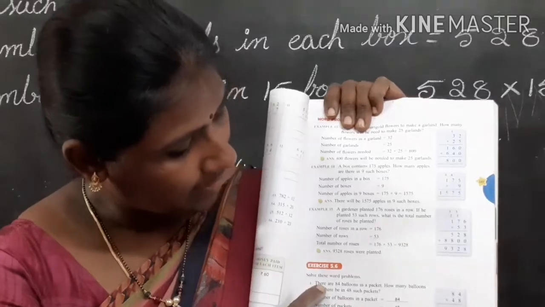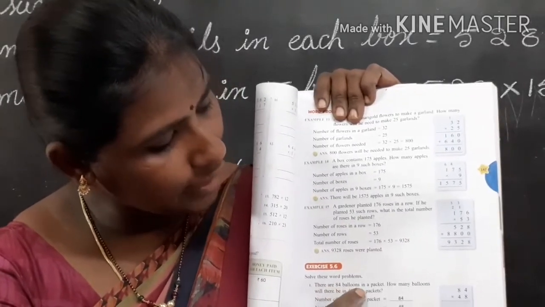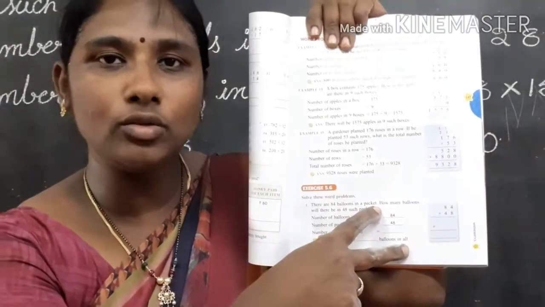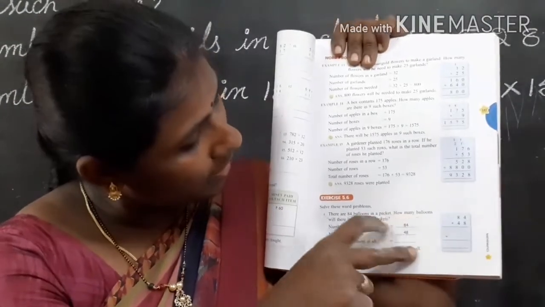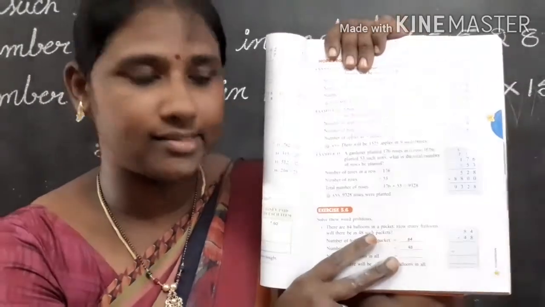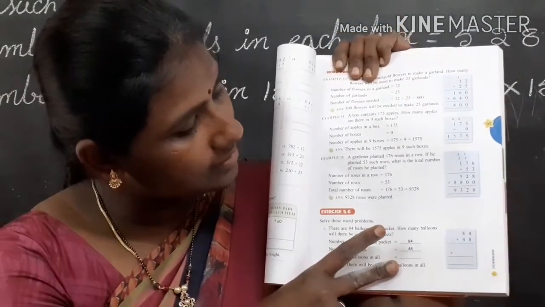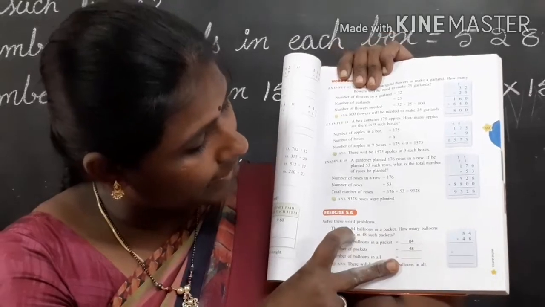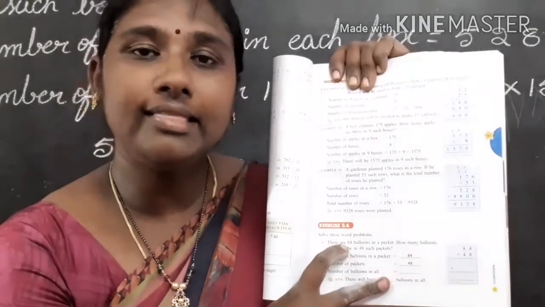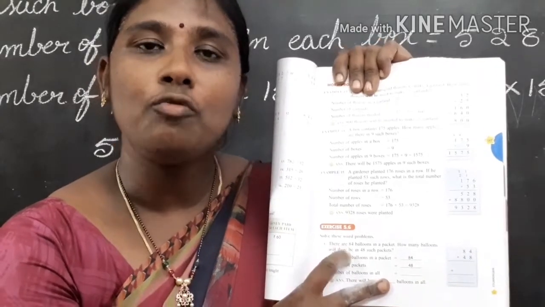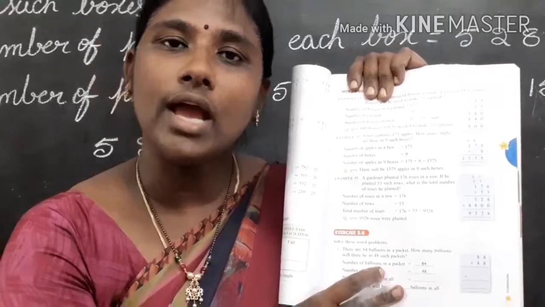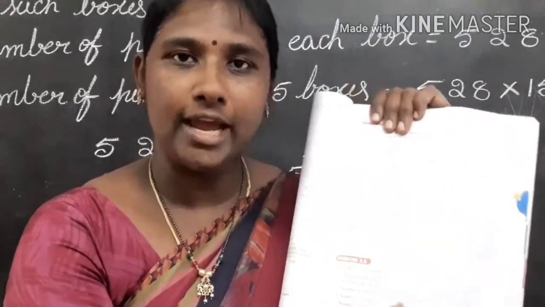In that first question, there are 84 balloons in a packet. How many balloons will there be in 48 such packets? One packet contains 84 balloons. Like that, how many packets are there? 48 packets containing how many balloons? What we have to do? We have to do the multiplication.